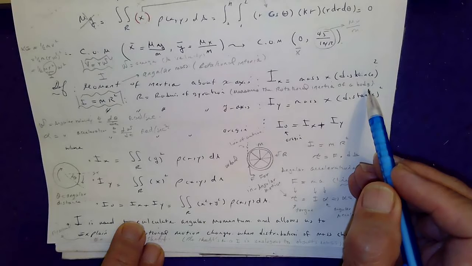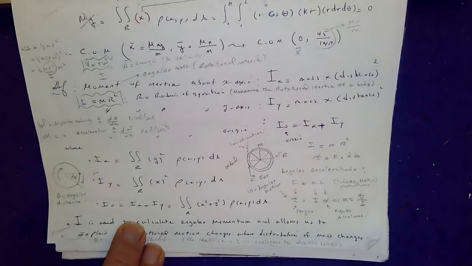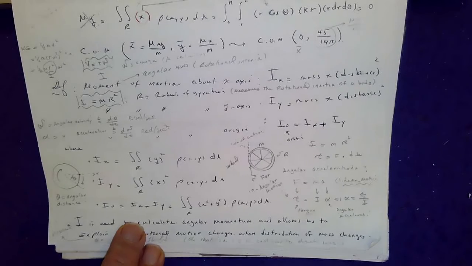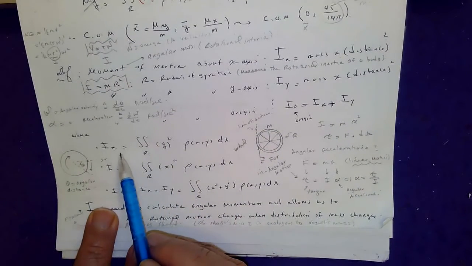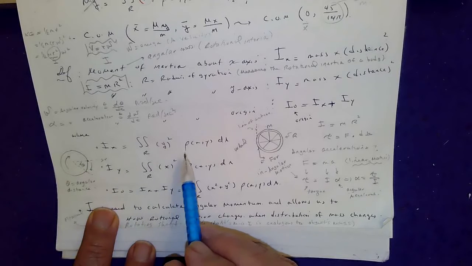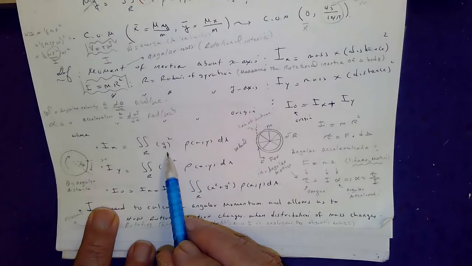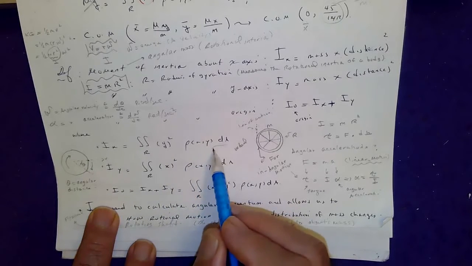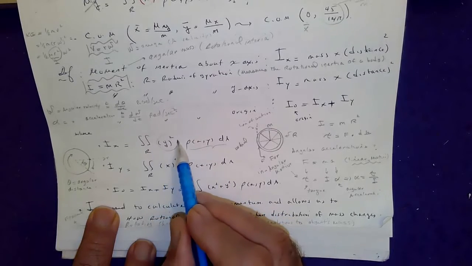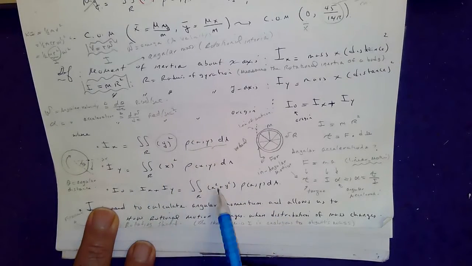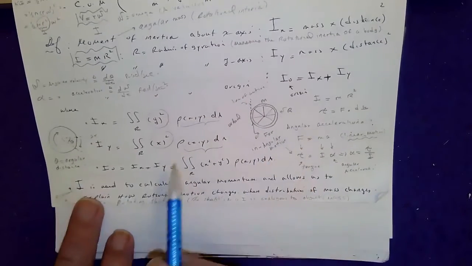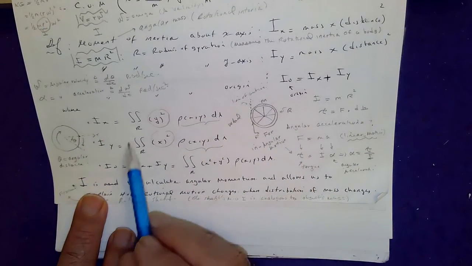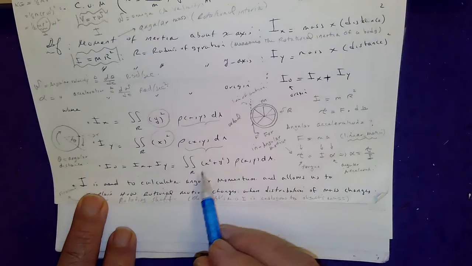It tells you how hard it is to rotate an object about an axis or a point of reference. So therefore, we have three moments of inertia. Moment of inertia about the x-axis is mass times distance squared. This much is mass, this much is distance squared. About the y-axis, this is mass, this is distance squared. And about the origin, you just add these up.